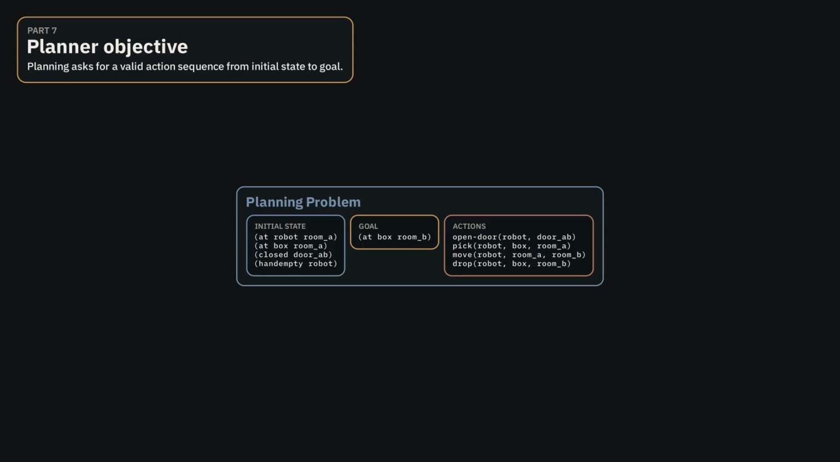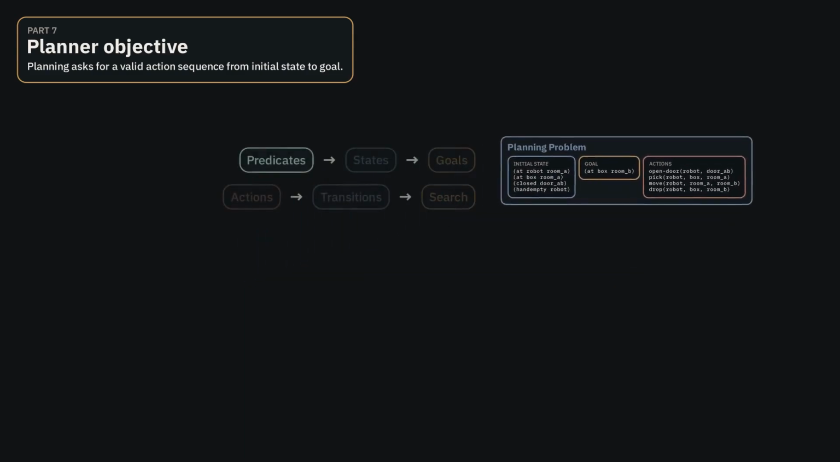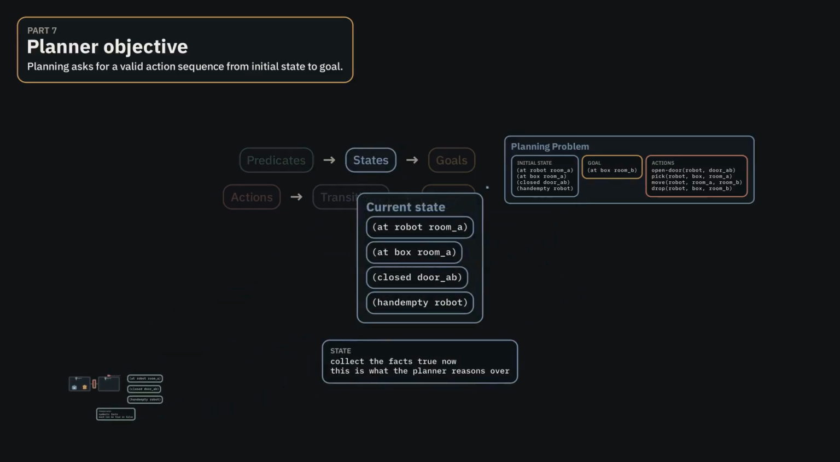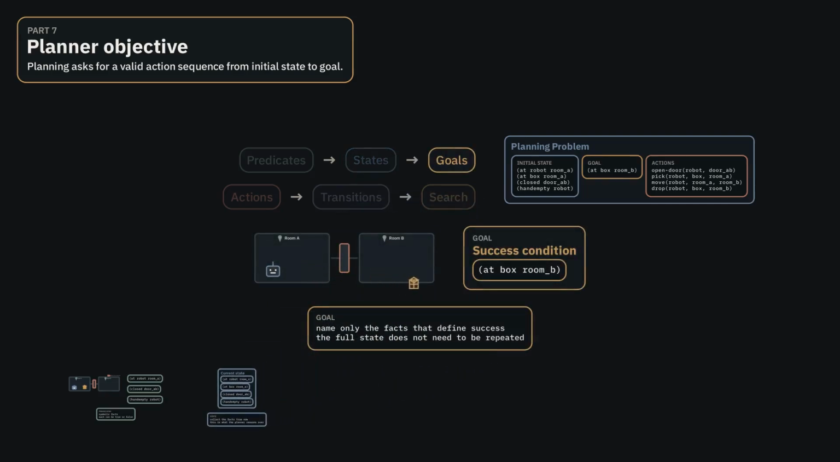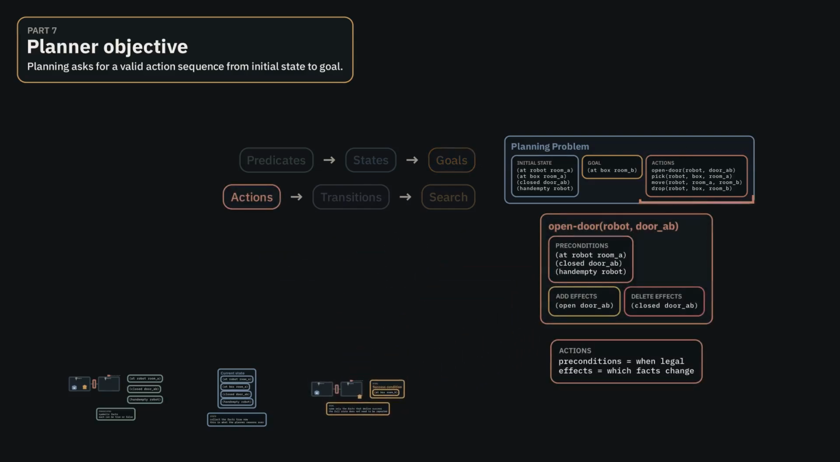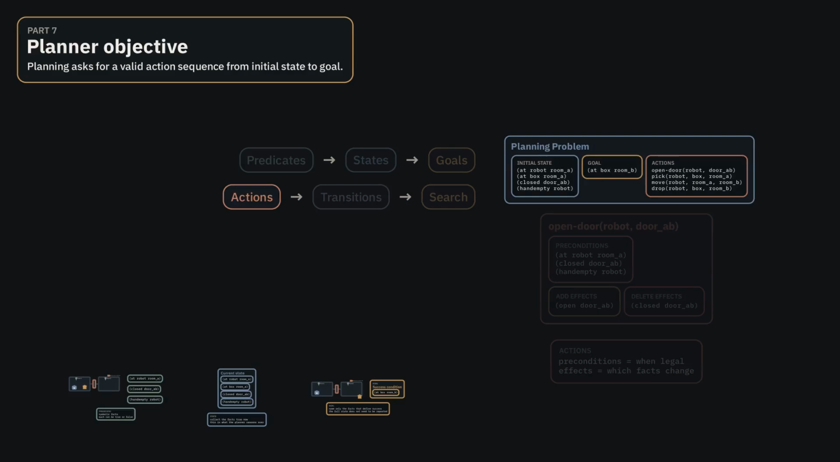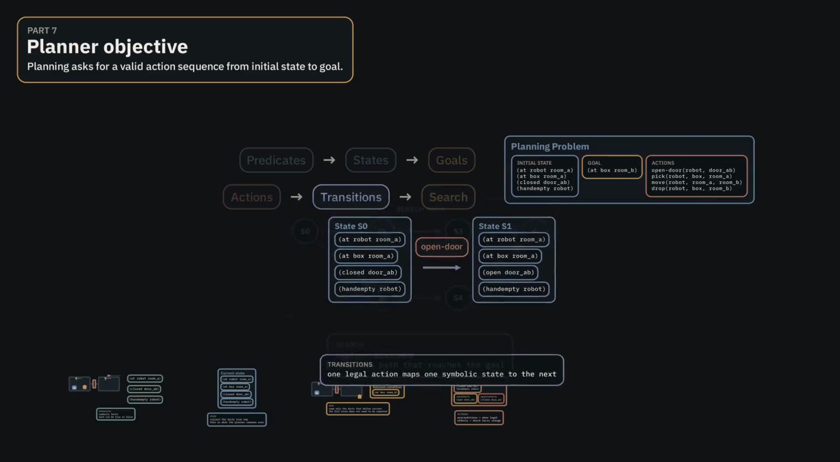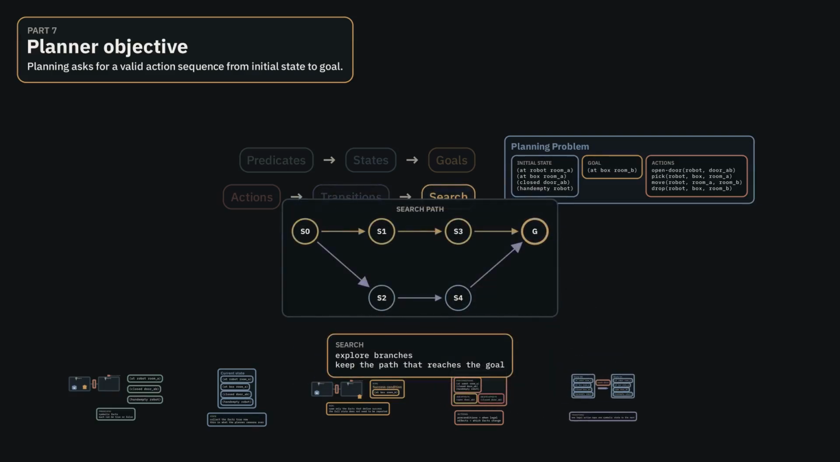That is the foundational planning problem. To get there, we built a chain of ideas. Predicates give us symbolic facts. States collect the facts that are true now. Goals specify the facts we want to make true. Actions tell us how the world can change. Preconditions tell us when an action is legal. Effects tell us what the action changes. State transitions connect one symbolic world to the next. And the planner searches through this state space for a path to success.